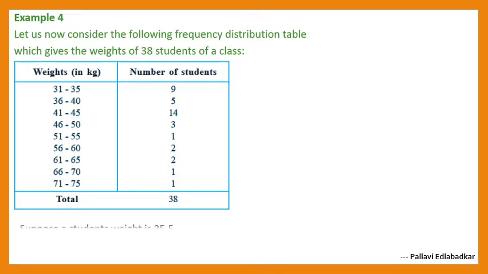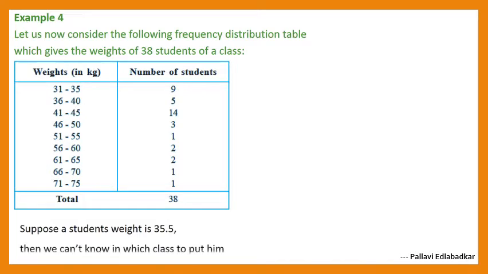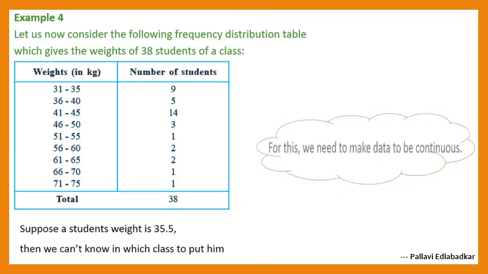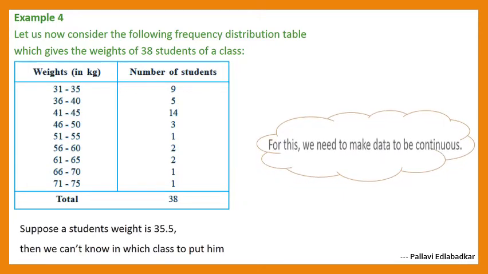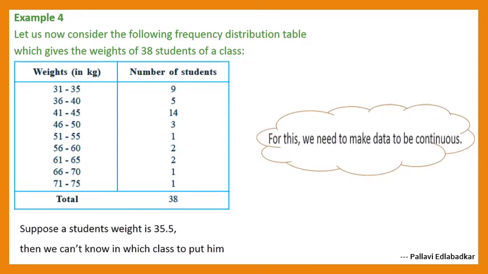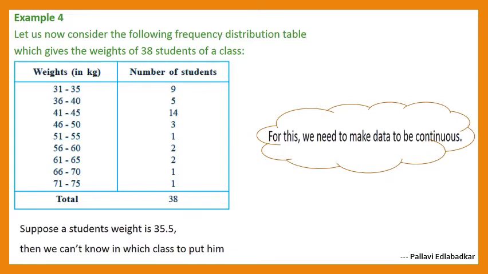Now imagine that suppose a student's weight is 35.5 kilograms. Where will you put the student, or where will you put the reading? Will you put the reading in the class of 31 to 35 or 36 to 40? Definitely not both of them. Both are not the correct places where you can put 35.5. Thus we don't know in which class to put him.